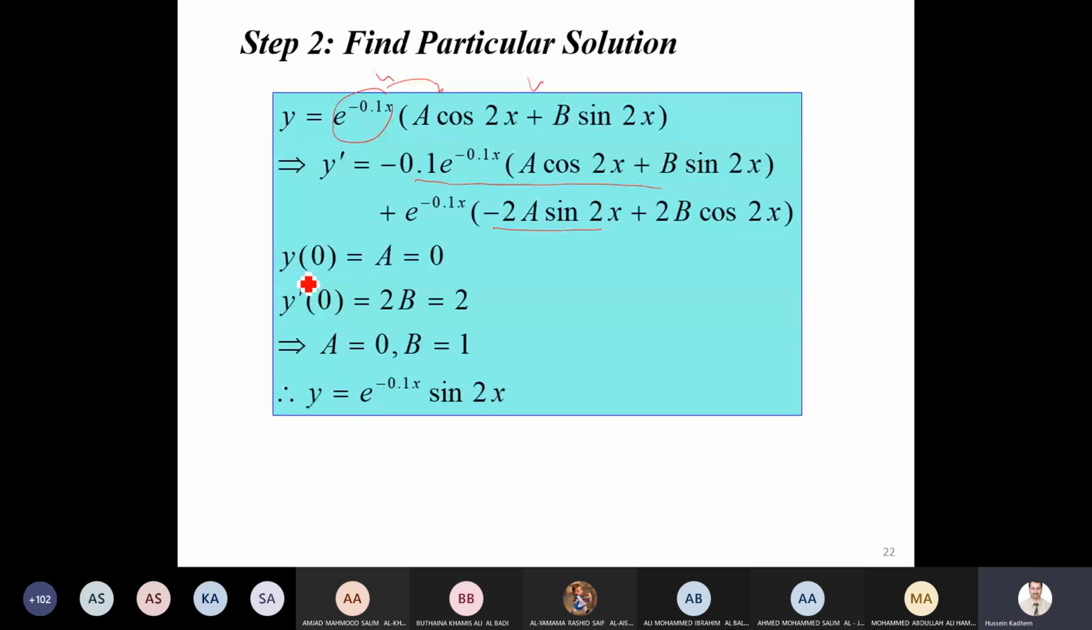I will substitute in both equations, in this one and this one. From the first substitution, I found a equals 0. So this part cancelled already. What is left is b, which I got from the second substitution. b is found to be 1. So I just substitute 1 here. Then this part will be multiplied by the exponential, and that is the result.